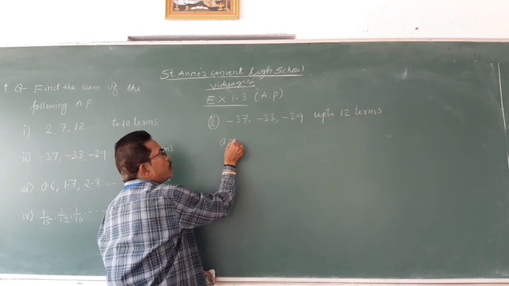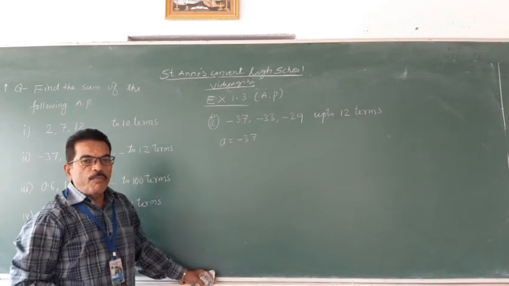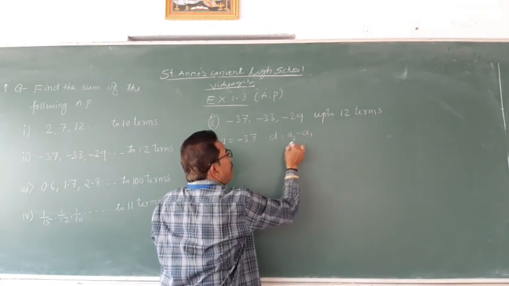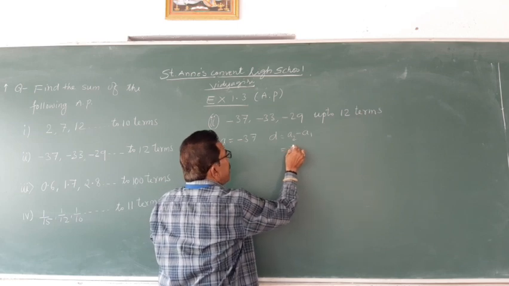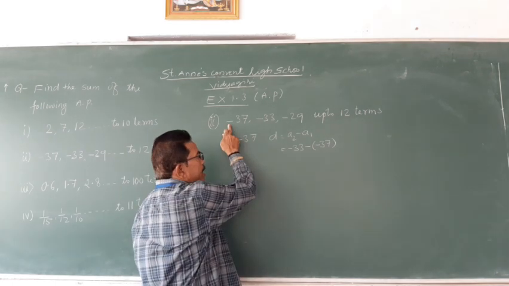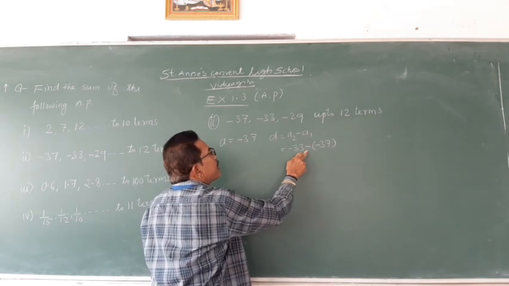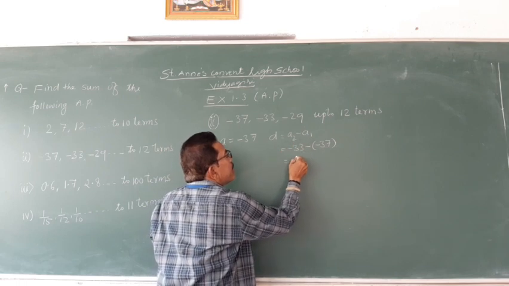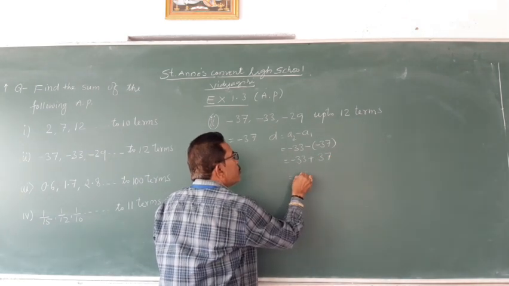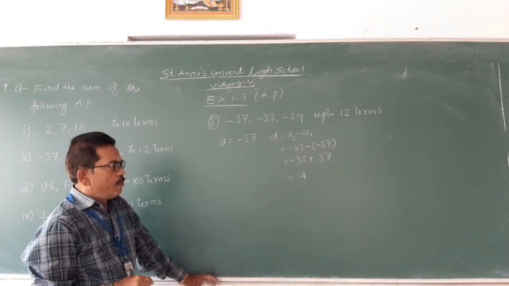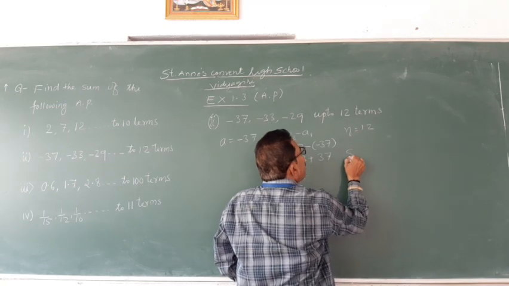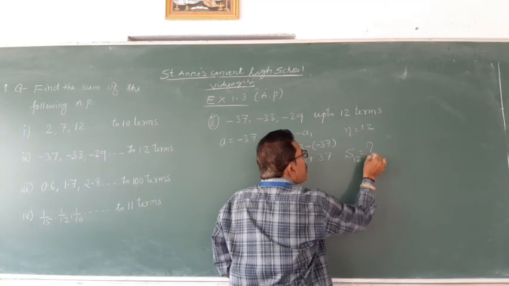a equals minus 37. d equals a2 minus a1, then a2 is minus 33 minus of minus 37. That minus sign is the formula sign, of a2 minus a1. That is minus 33 plus 37, which equals 4. d equals 4. Then n equals 12. The required value we need is S12, equals question mark.